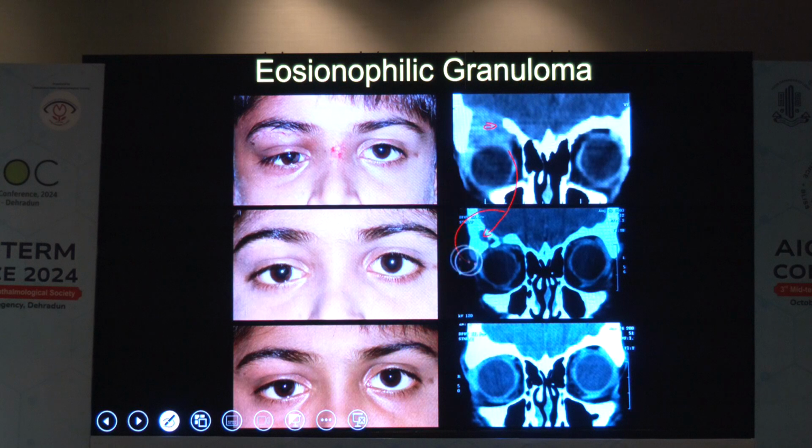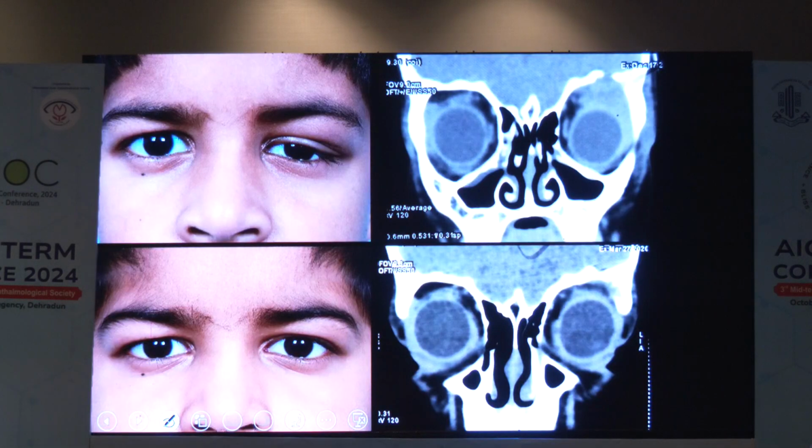Three months later, there is partial remodeling of the bone. Six months later, there is complete remodeling of the bone and complete resolution of the tumor without any need for major surgery at all. So intraoperative diagnosis actually helps minimize the intervention. One more similar situation, managed exactly similarly.